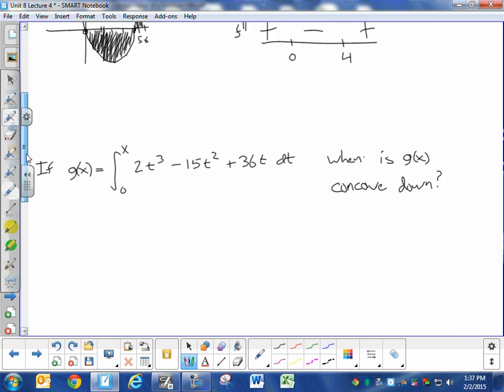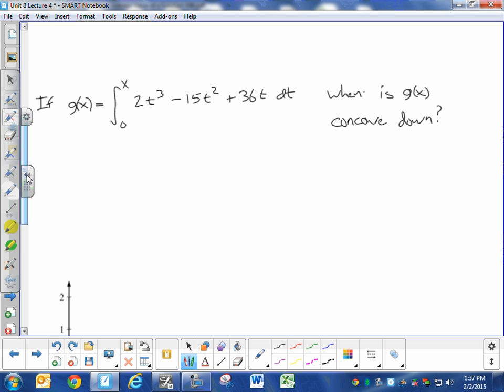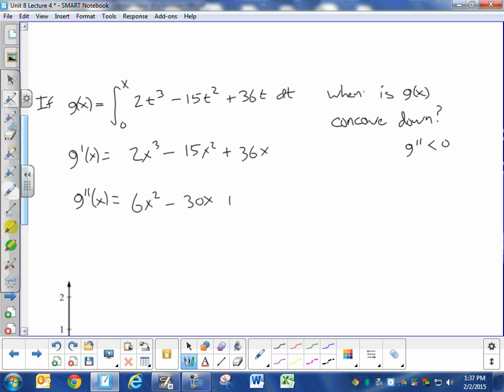Okay. Next problem. We got g, and we're asked when is g of x concave down. G of x is going to be concave down when g double prime is less than 0. So I got to get to g double prime. Well, g prime will just be this with x's plugged in. G double prime will be the derivative of this. So that's 6x squared minus 30x plus 36. I'm going to figure out when this is concave down, so I got to figure out when this is negative.